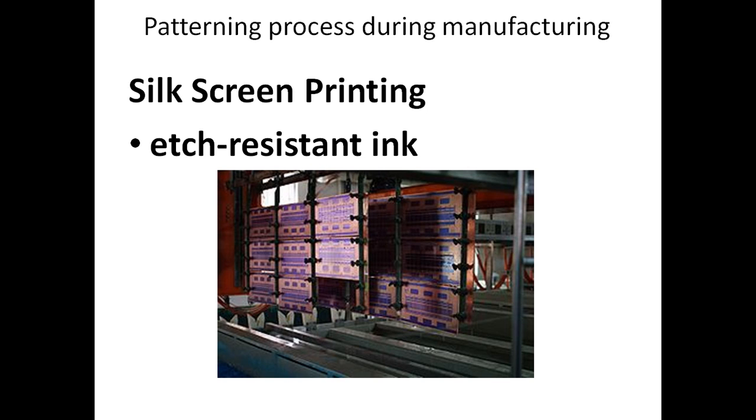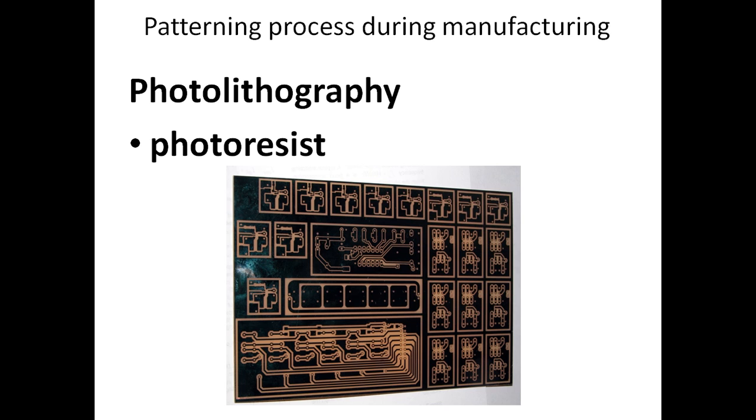The first technique is called silk screen printing. It uses an etch-resistant ink to protect the desired pattern. Subsequent etching removes the unwanted copper.